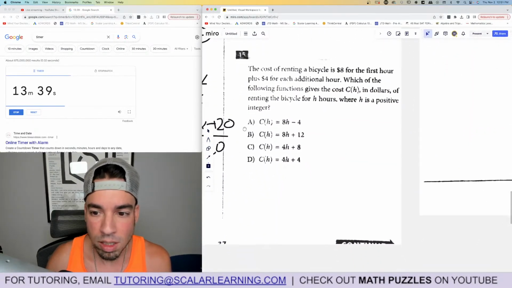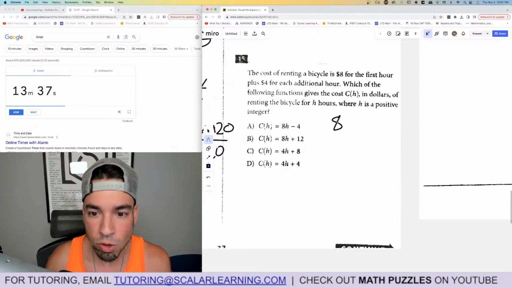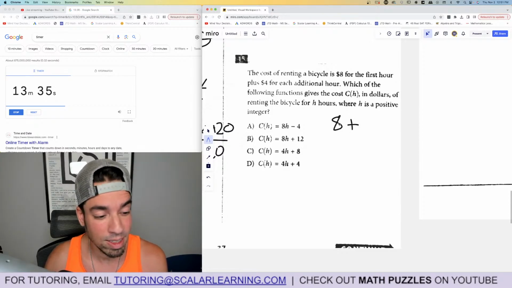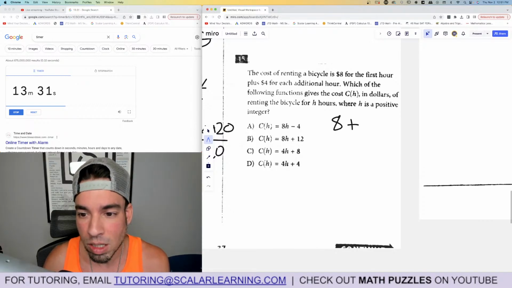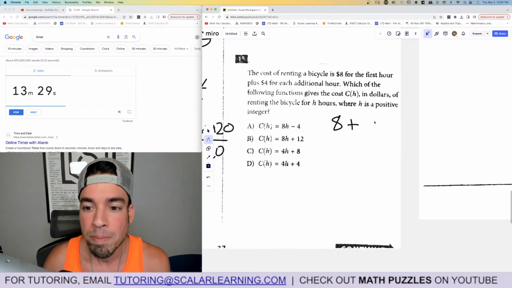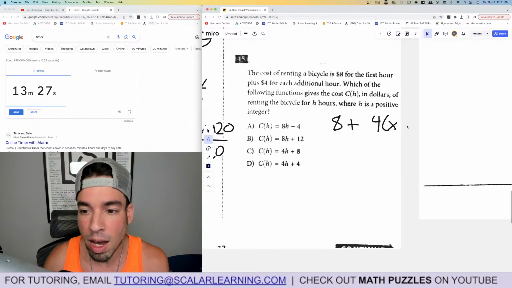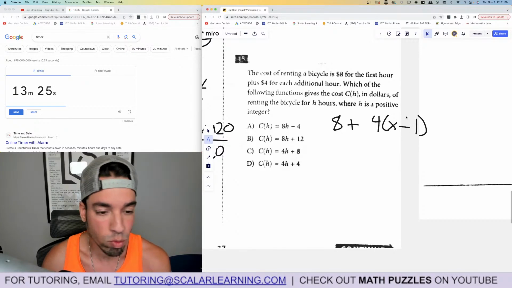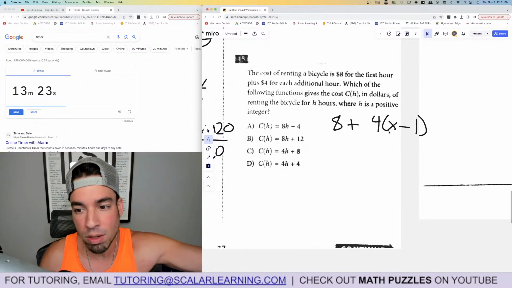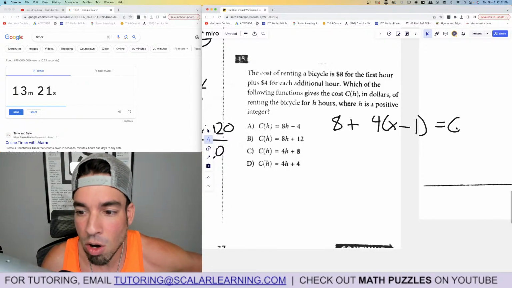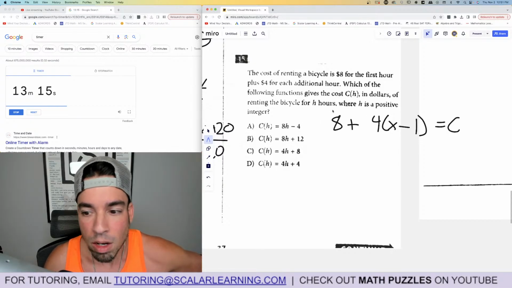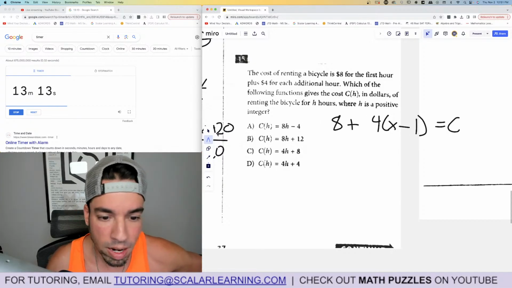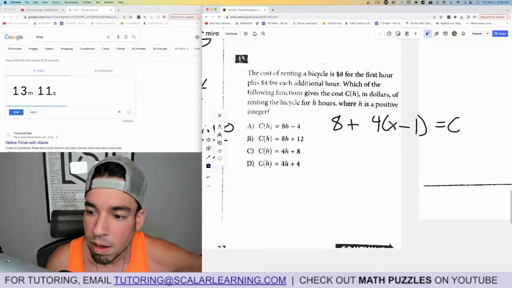The cost of renting a bicycle is $8 for the first hour plus 4 for each additional hour. They had one like this on the digital SAT I took yesterday from the SAT crash course. So it's x minus 1 because we're removing that first hour that we already paid for, okay? And this can equal my cost. Which of the following functions gives C of H dollars? Okay, but they did H instead of X. Fine, I'll do the same.